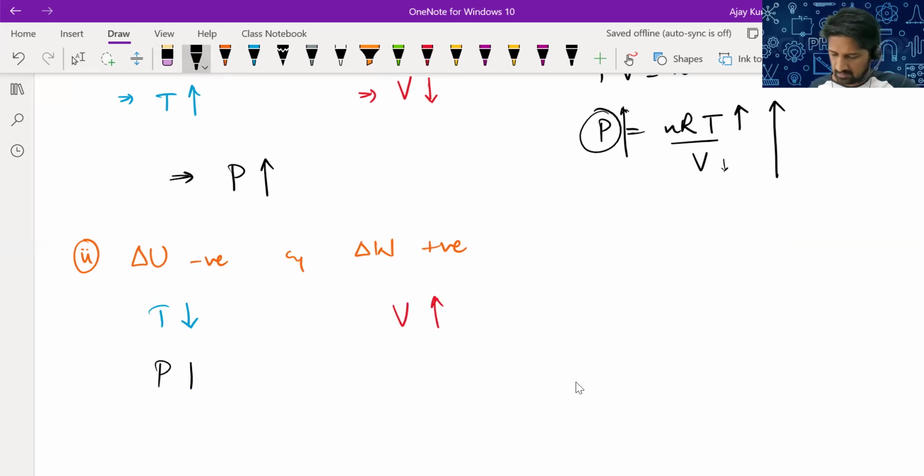So remember that in an adiabatic process, temperature and pressure follow one pattern, and volume does the opposite. It's always like that in an adiabatic process. Also note that all three thermodynamic state variables, temperature, volume, and pressure, will undergo a change in an adiabatic process. None of them remains constant.